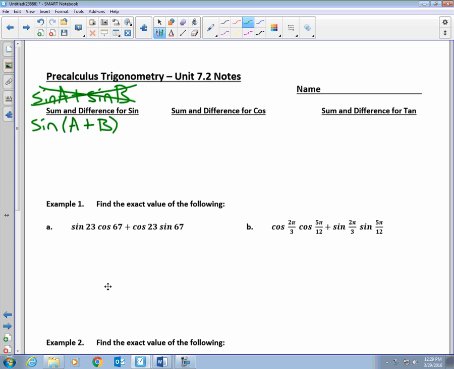Okay? We could use some of our trigonometric identities, and we could prove that this is actually equal to something else. The way you see what sine of A plus B is equal to is you do sine of A times the cosine of B. And then you add that on to the sine of B times the cosine of A.